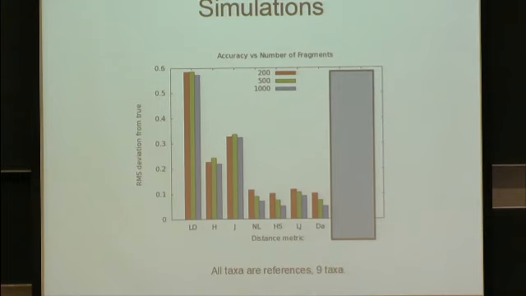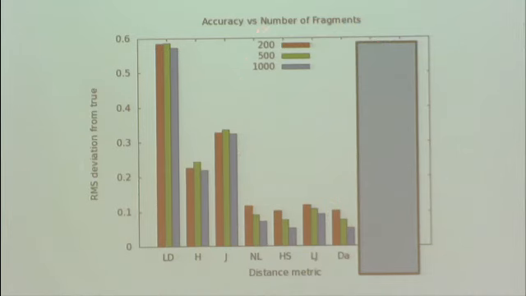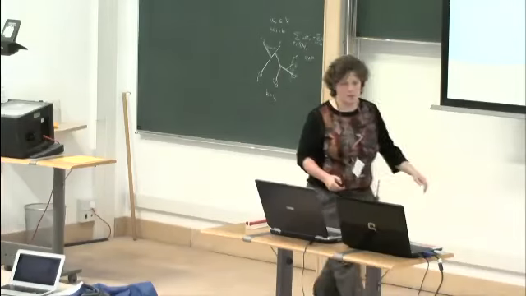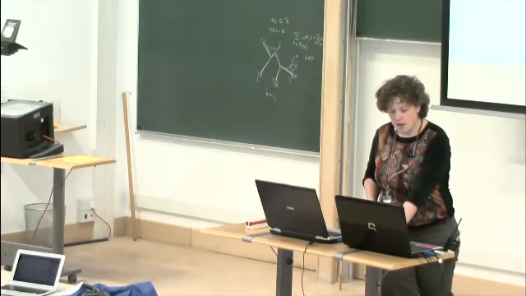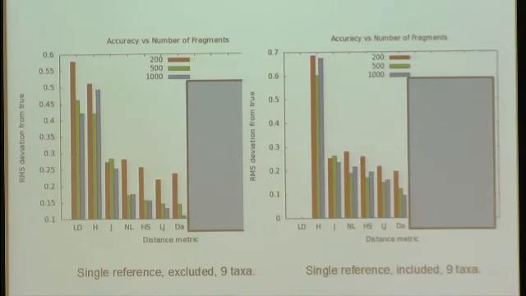And then we measure a root mean square deviation from true. So how well do our distances match the known distances that we generated on, as we increase our number of fragments. Of course, what we hope is that as this number gets bigger, we're getting close to 0. You can see log det does appallingly badly. Hamming and Jaccard also both do badly. And these four here all do reasonably well by comparison. So that was the case where all taxa were references, so without any ascertainment bias.